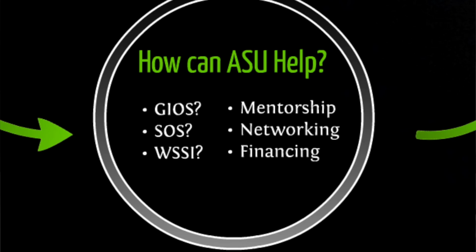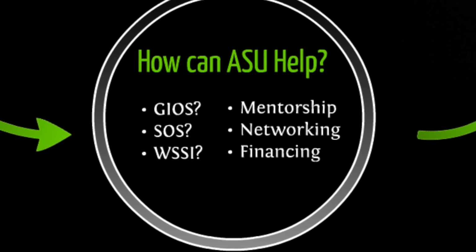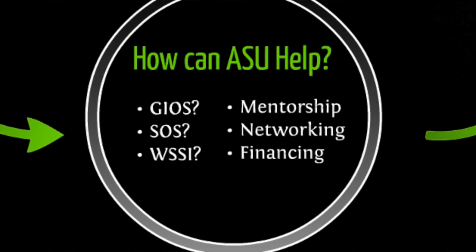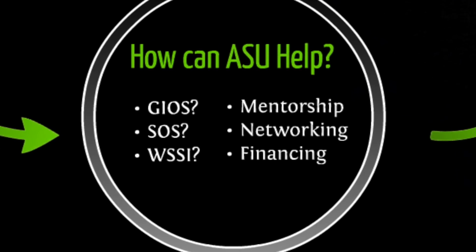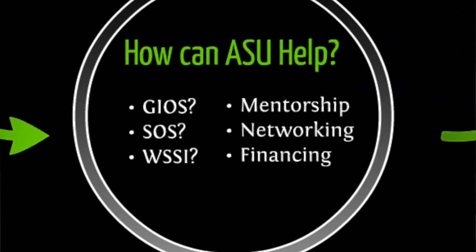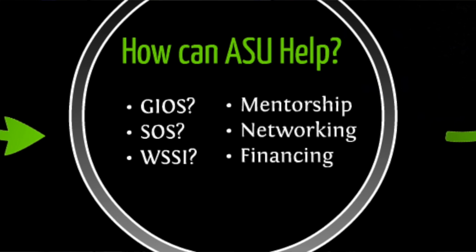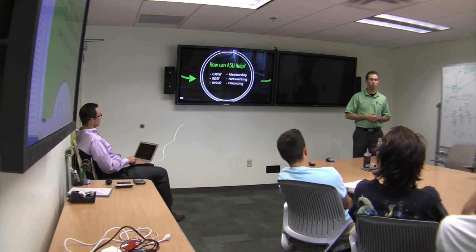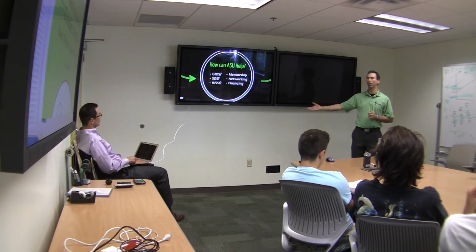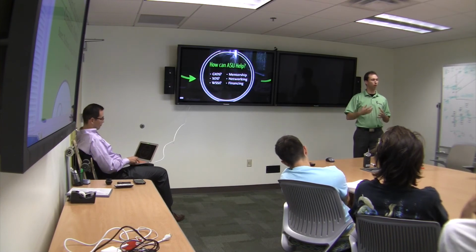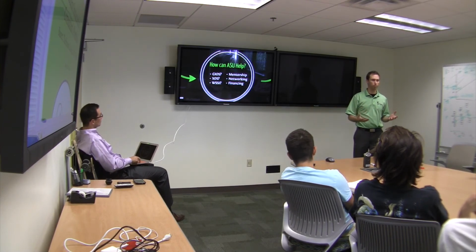And how can ASU help? Whether it's GEOS, the School of Sustainability, the Walton Sustainability Solutions Initiatives, or just ASU broadly, there's a whole lot of things that can be brought to the table here. We can collaborate to co-create, from mentorship to networking, to potentially even financing, depending on how we decide to structure our organization. And so that is, I think, open to further dialogue with the leaders of these organizations that we would want to work with, and to see where potential mutually beneficial collaborations could live.